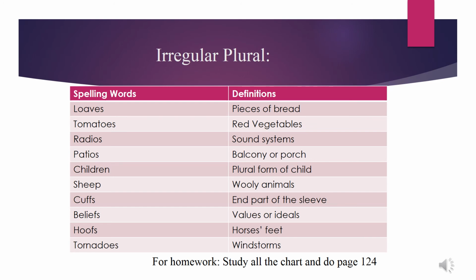Loaves, pieces of bread. Tomatoes, red vegetables. Radios, sound systems. Patios, balcony or porch. Children, plural form of child. Sheep, woolly animals. Cuffs, part of the sleeve. Beliefs, values or ideals. Hoofs, horses' feet.